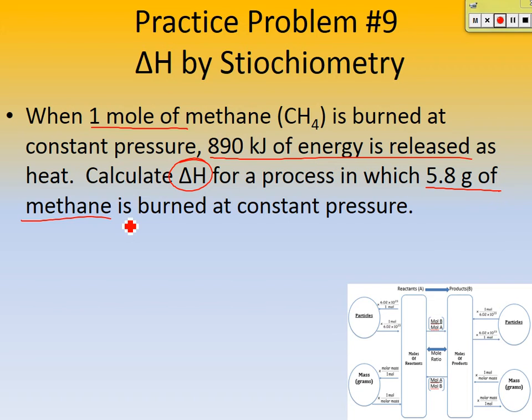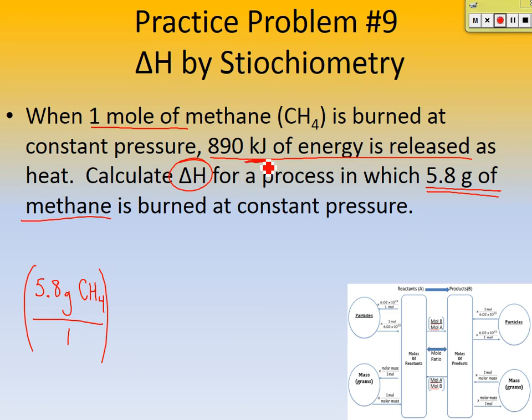So let's go through this. Here's how I would set this up. We always have to start with what it gives us. It's giving us 5.8 grams of methane, and methane is CH4. So I'm going to put CH4 and put it over 1. Now we're going to have a way of converting this grams of methane, and hopefully in the end we get some kilojoule value out of it.